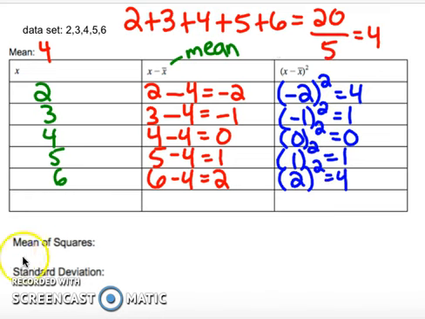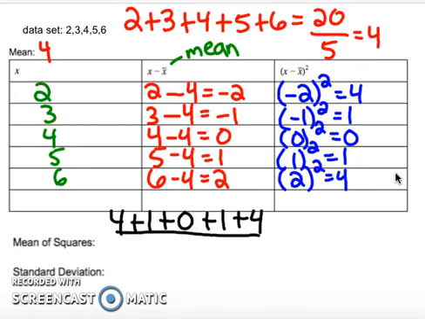Our next step is to find the mean of the numbers that I just got in my third column. We call these values the squares. So again, I'm going to add them all together: 4 plus 1 plus 0 plus 1 plus 4. And I'm going to divide by how many numbers there were, which is still 5. It should be the same number of numbers as your original data set. When I add them together, I get 10. And then I divide by 5, and I get that the mean is 2.